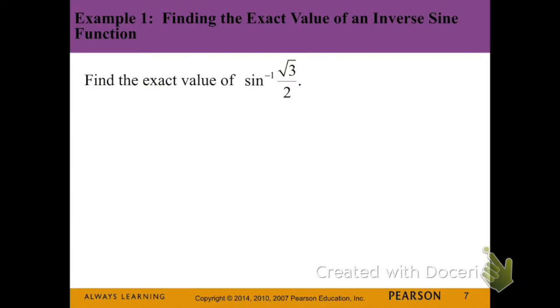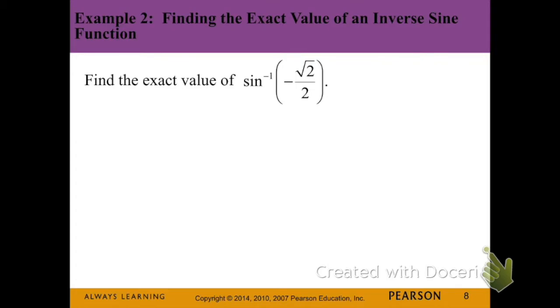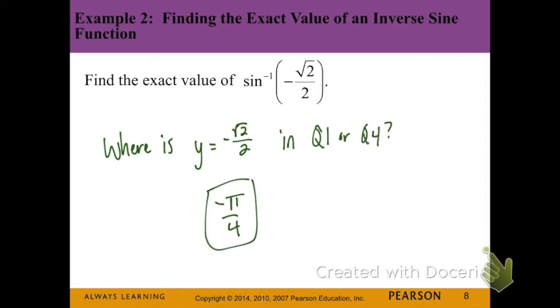Example 1, we're going to find the value of sine inverse of square root 3/2. So on our inverse unit circle, we're looking for where y equals square root 3/2, either in quadrant 1 or 4, and that happens at pi/3. Example 2, find sine inverse of negative square root 2/2. So we're looking for where y is equal to negative square root 2/2, either in quadrants 1 or 4, and that happens at -pi/4.